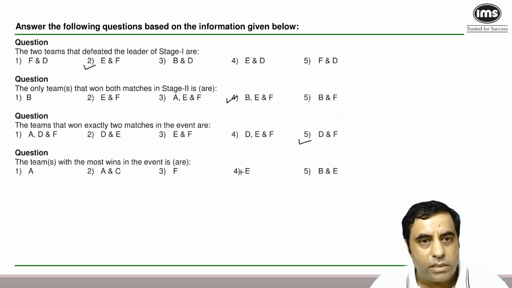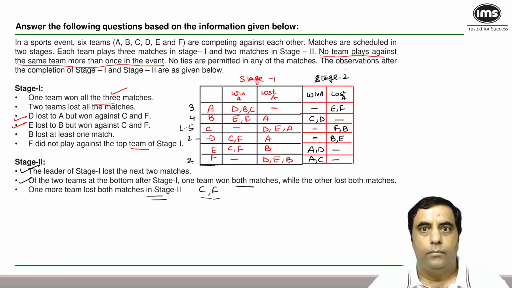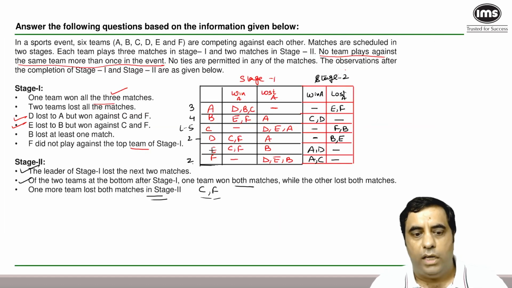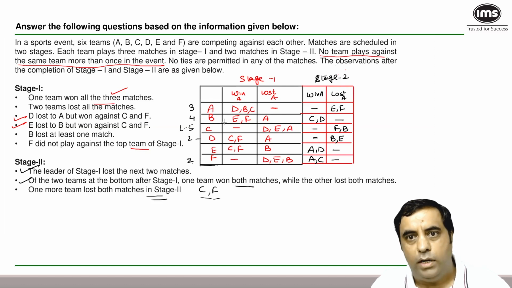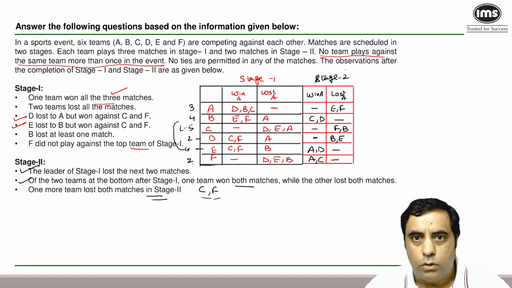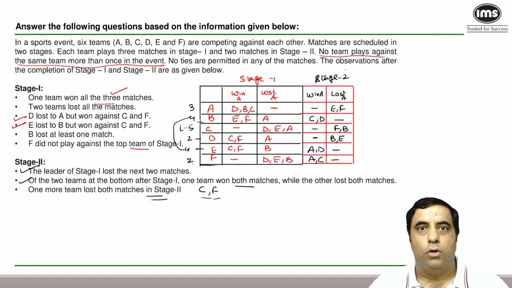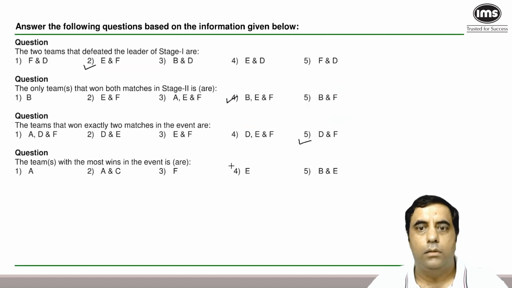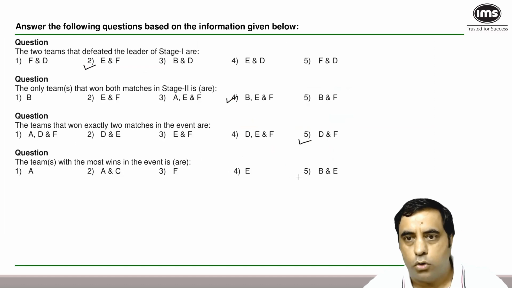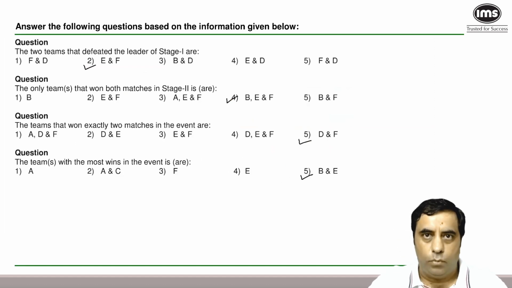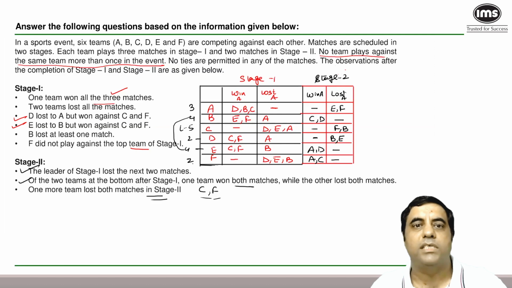Now, looking at the last question for this, the team with the most wins in the event. So just observe it. A has 3. We have done that. B already has 4. C lost all. D has 2. E also has 2 in the first round and 2 in the second round. That means 4. So thereby, B and E are the 2 teams that have the most wins.